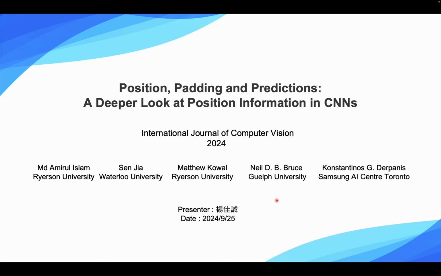Next speaker is Jackson presenting the paper about position information in CNN. Okay, good evening. Hello everyone. My name is Yang Jiachen. So the topic of my presentation is Position, Padding, and Prediction: A Deeper Look at Position Information in CNNs. And this paper was published in the International Journal of Computer Vision 2024.